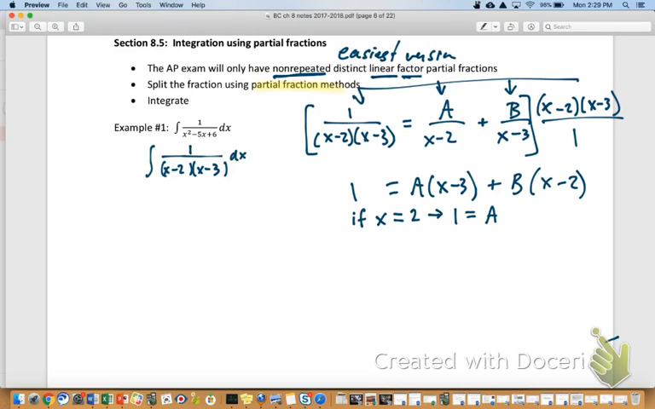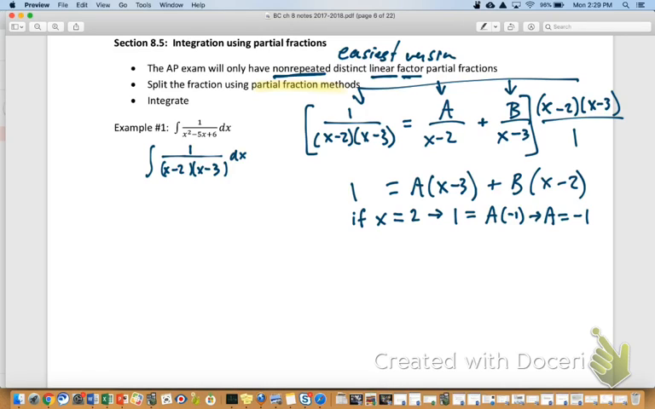This is handy because what I can do is say if x equals 2, then 1 equals a times 2 minus 3. Therefore, a equals what? A equals -1. You're right. So all I really need to do here is find the a and the b, and I just found the a.